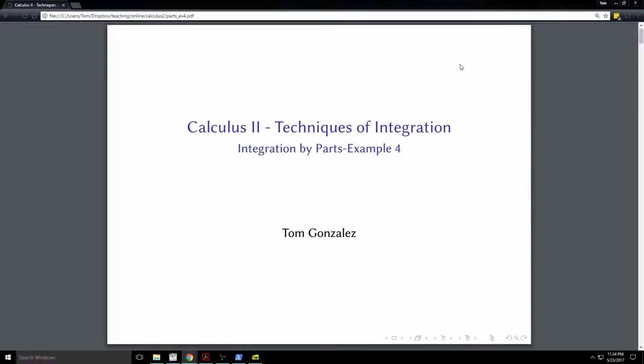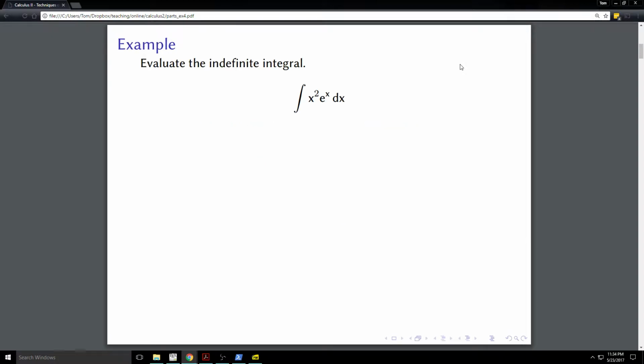In this video, we're going to talk about another example of integration by parts. So here we have the function x squared times e to the x. It definitely looks like a product of two functions. And if we follow the LIATE guidelines, then we will know that we would pick u.